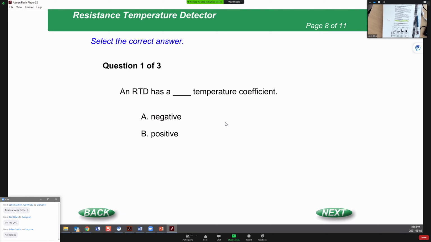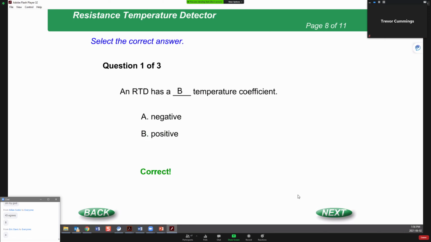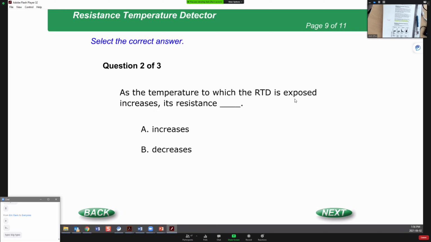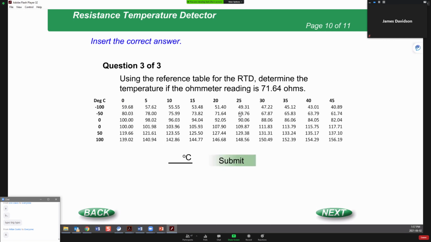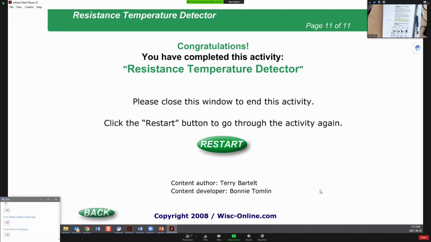Okay, now negative, positive? Positive. Positive, good. Who chose the A? Eric Davis. Temperature of the RTD increases, the resistance, typo, okay. Resistance increases, right? Just the reference. Determine the temperature if the ohmmeter reads 71.64. 71.64 is somewhere here. So we see it's -30. Good, you guys are experts now.